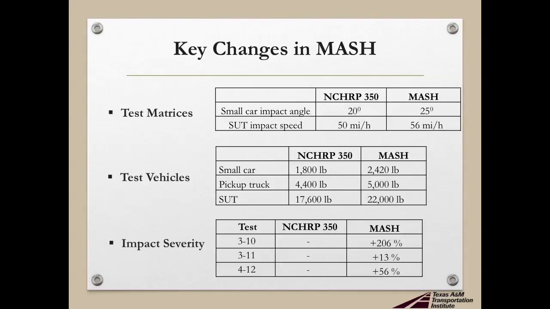One thing that I did not mention was the single unit truck. That's the SUT. That's going to come up a little later in the presentation. That's a little larger design vehicle when we start going to some of the commercial trucks. And that changed not only in terms of the impact speed increasing, but if you see down there below, the weight of that truck actually increased under MASH as well. So the bottom line is that the impact severity, the amount of energy that we're having to manage, has increased substantially depending on what test level or test designation you're looking at.